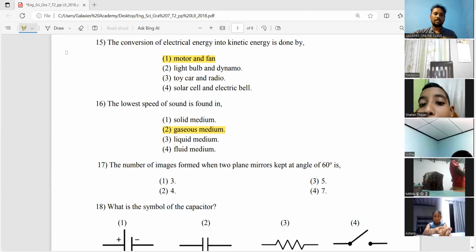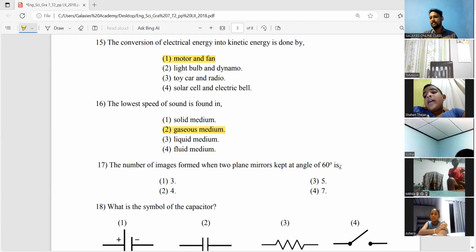Right, okay. Now look at number 17, question number 17. The number of images formed when two plane mirrors are kept at an angle of 60 degrees is. Can you tell me how many images are formed? How can you find it? Do you remember the formula? Number of images equals, what do we have to do?